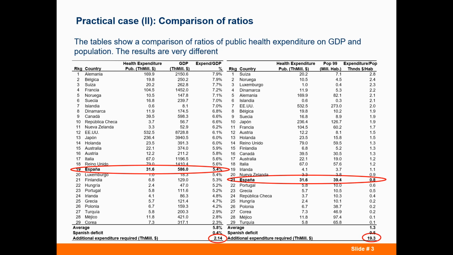However, if we divide health expenditure by population, the position of Spain would not be very different, it would be in the 21st position, but the distance to the average would increase to require an additional expenditure almost tenfold of the previous one. So we see that this approach is both not very rigorous and very unstable.